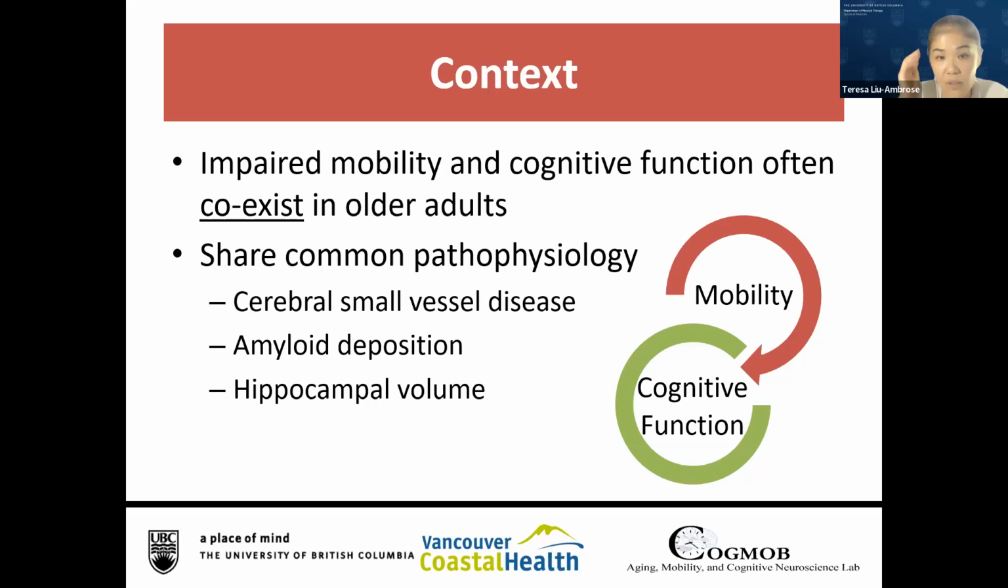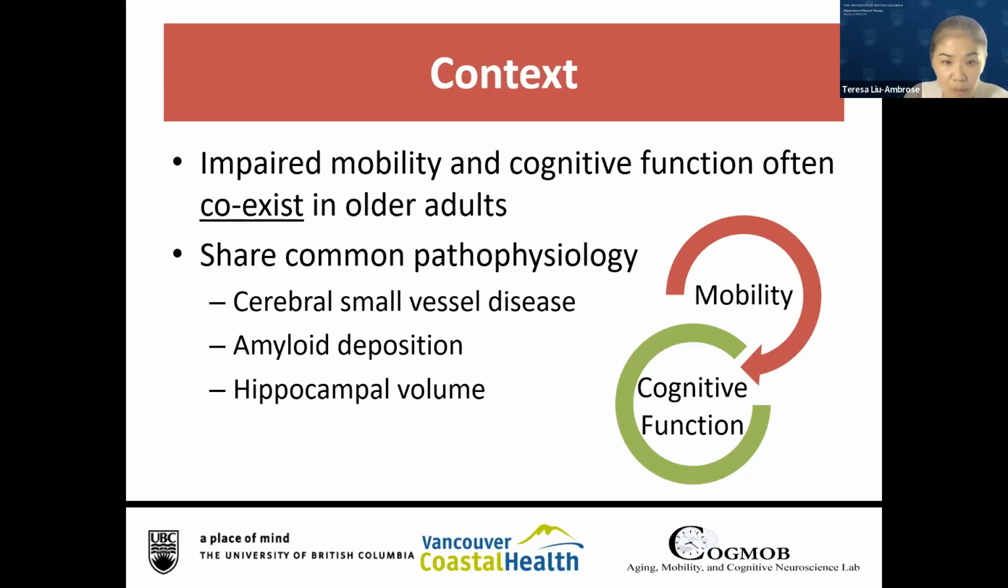Now, when it comes to cognition and mobility, they are tightly correlated in the sense that we do often observe that among older adults, impaired mobility and impaired cognitive function seem to go together. Not always, but certainly very commonly they do. And it is recognized that they likely coexist because they have shared common pathophysiology. And there's actually a number of underlying mechanisms as to why these two components coexist.